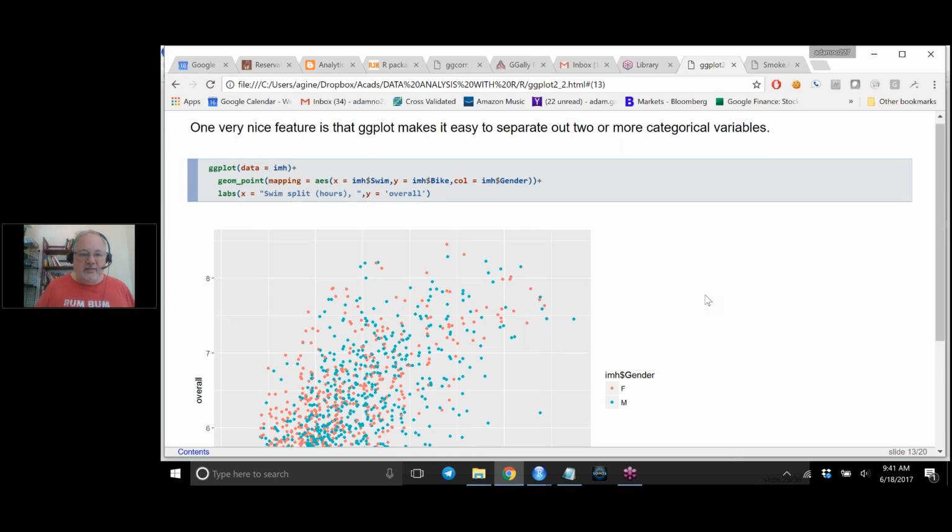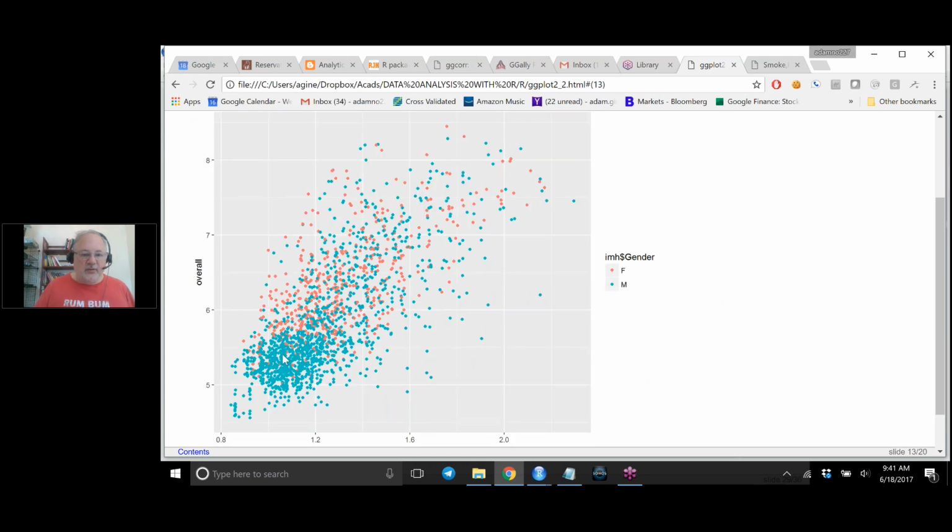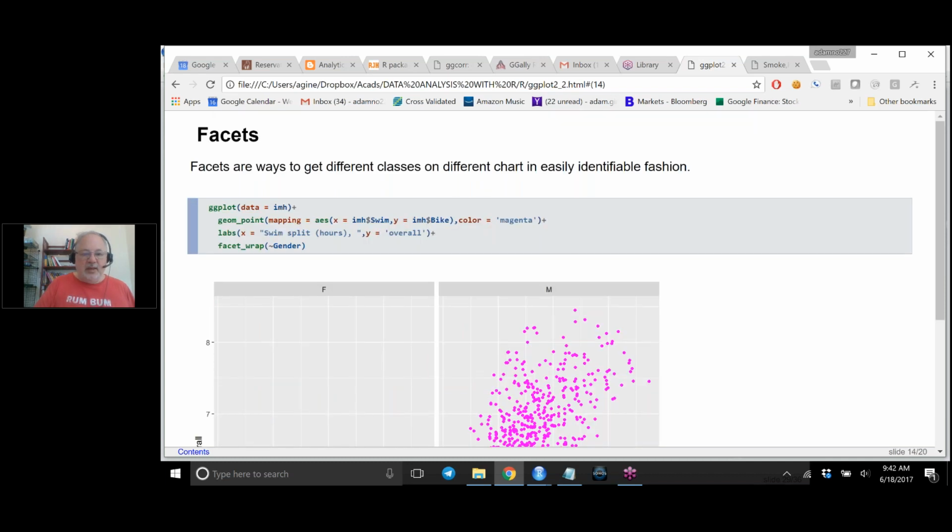I can now get a nice plot which shows you how men and women separate along this. And it's kind of interesting. It just shows you there isn't much difference. Probably what this means is, except for the really best people, who are a few people way out here, there isn't much difference between men and women. And the other thing is facets. What facets do is they create separate charts based on a categorical variable.